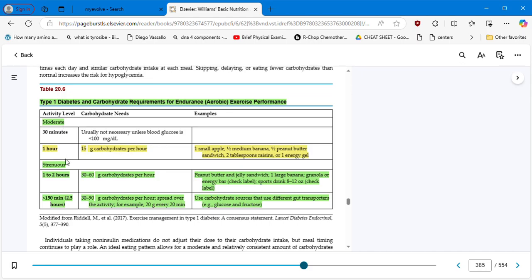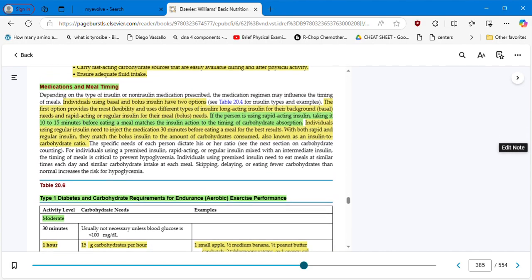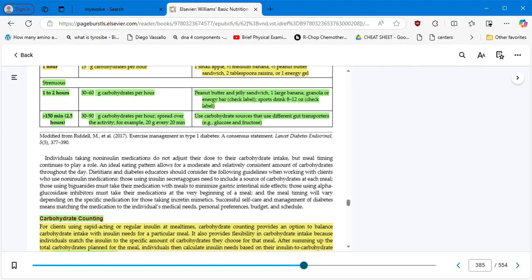If the activity is going to be 1 hour, you can bring one small apple, half a banana, half a peanut butter sandwich, 2 tablespoons of raisins, or one energy gel. If the activity is going to be strenuous, lasting 1 to 2 hours, bring a peanut butter and jelly sandwich, one large banana, granola. This table is very interesting and very helpful.